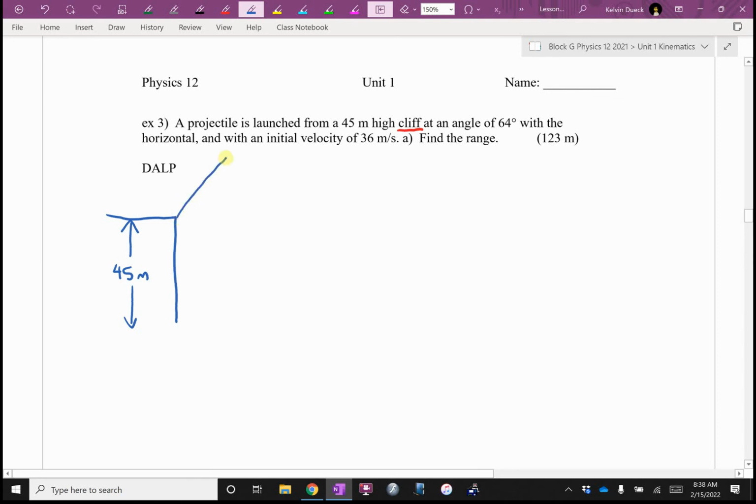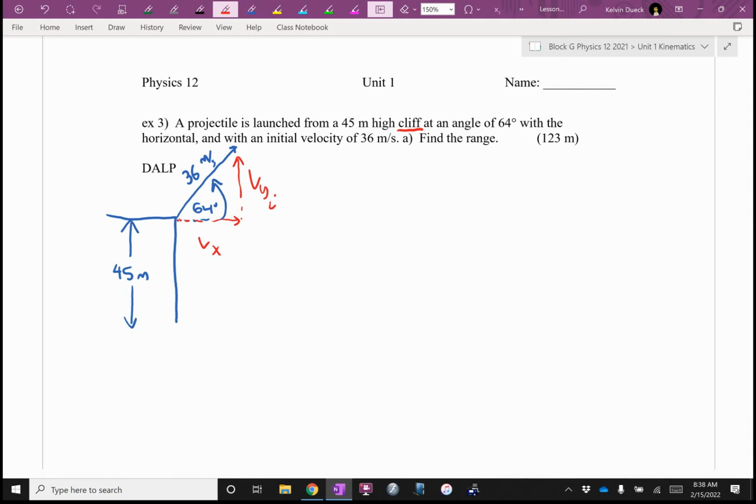Looks like we're being fired at an angle of 64 degrees with the horizontal. And the initial velocity is 36 meters per second. All right. I'm going to find components, Vx, Vy, initial. Although we learned a shortcut yesterday.